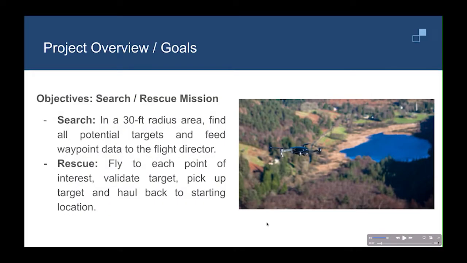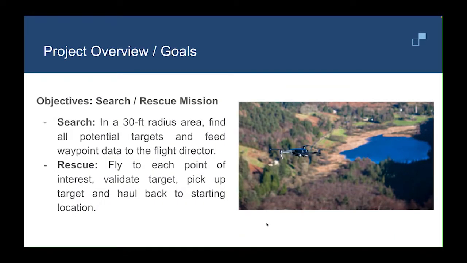The goal of our project is to complete a search and rescue mission using our autonomous drone. We will split this into two main objectives. The search component will involve scanning an area with a 30-foot radius in order to find all potential targets and to create a flight path for the drone to correctly identify the rescue target. The rescue part of the project will involve a controlled approach, target validation, and rescuing the target to safety.